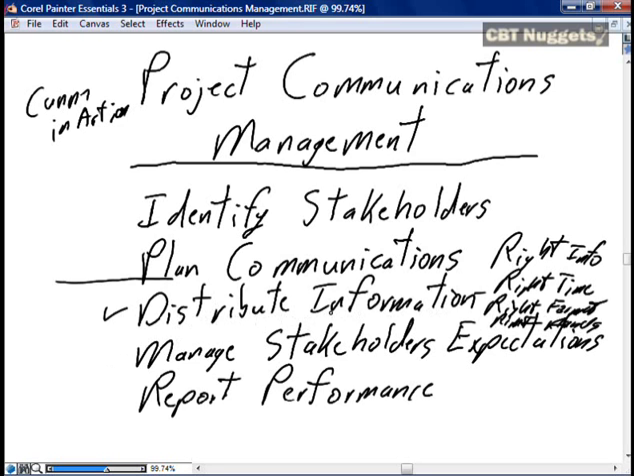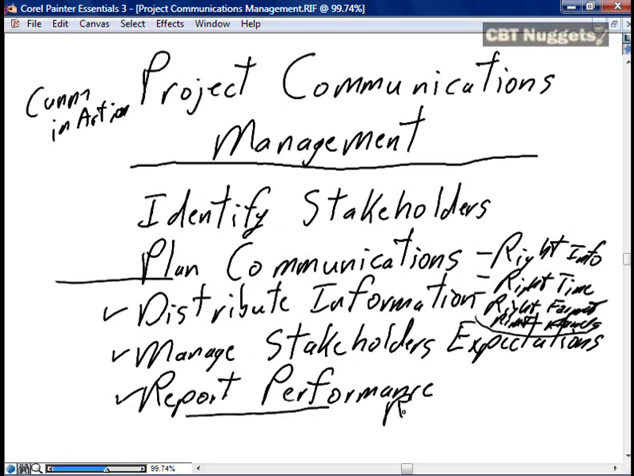Really, by effectively distributing the information, we are in fact managing the stakeholders' expectations, because by giving them the right information at the right time in the right format, we have ensured that they are getting all of the information that they require that was identified back in our stakeholder management. And in fact, we are truly managing our stakeholder expectations. And the right information at the right time in the right format, that's our project performance.